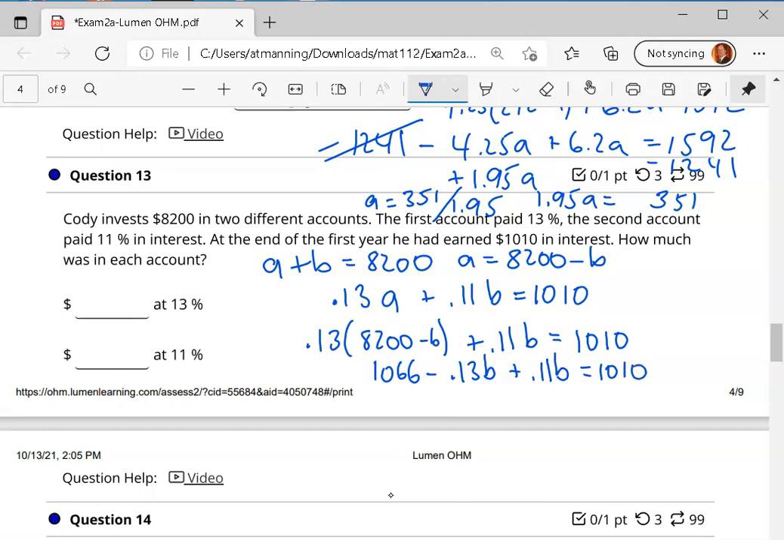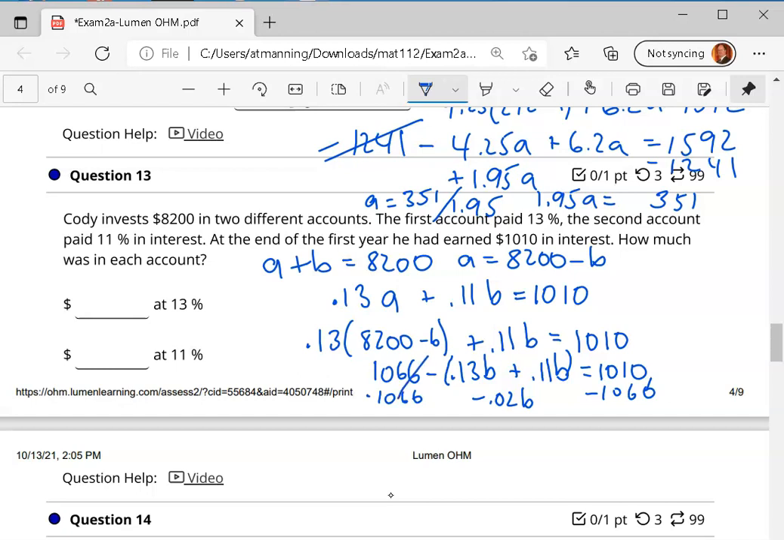Well, minus 0.13 plus 0.11, or think of that as minus 13 hundredths plus 11 hundredths, gives us minus 2 hundredths b. So minus 0.02b. Well, that's what those two are, right? Let's take away 1066 from both sides. What do I get? Minus 0.02b equals, what is that?